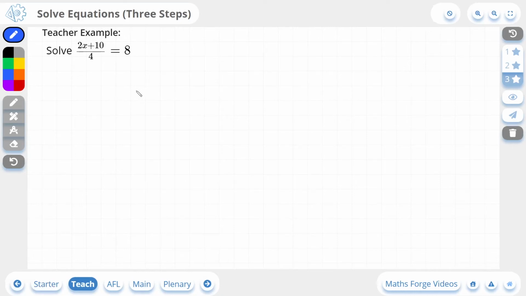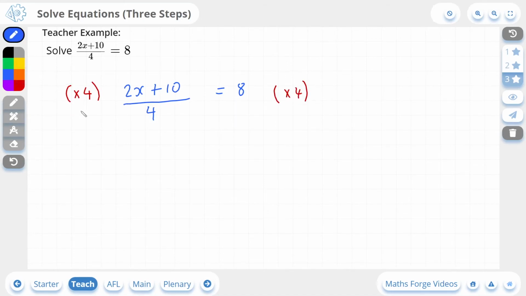Let's go ahead and do a 3-star example now. We have (2x + 10) over 4, which is equal to 8. Now normally you'd get rid of this plus 10 first, but we can't do that in this case, since there's a divided by 4 attached to everything on top. So the first thing that you're going to want to do is get rid of this divided by 4. And we're going to do this by multiplying with 4. We're going to do this to both sides of the equation.